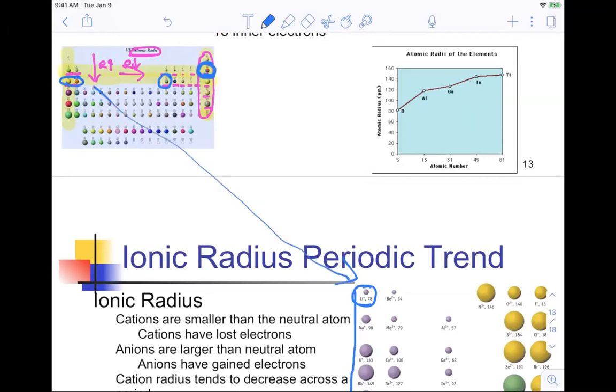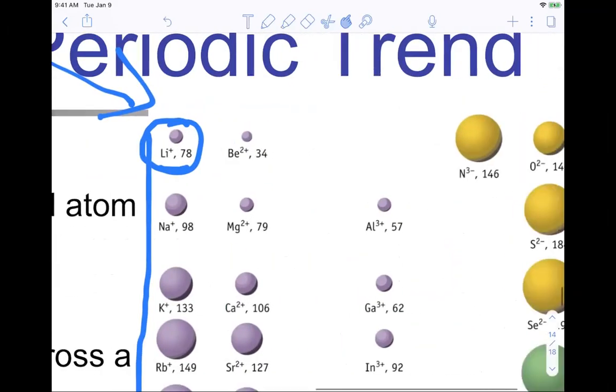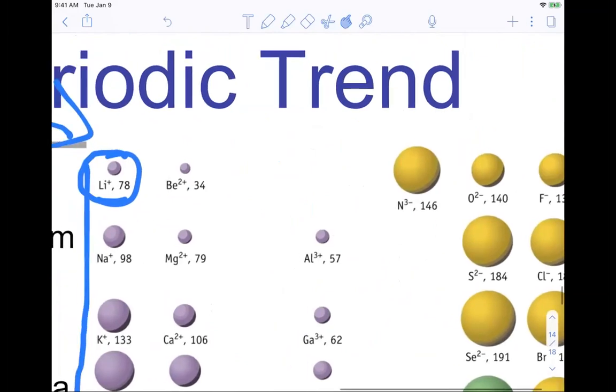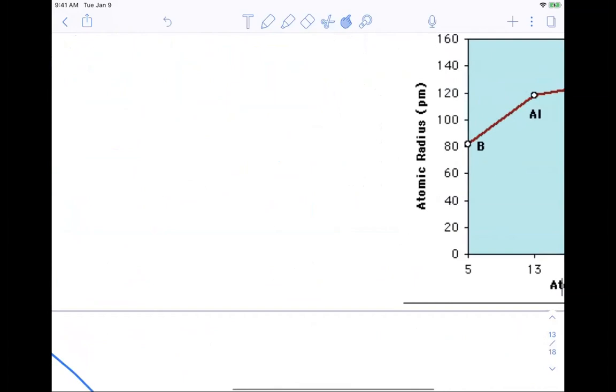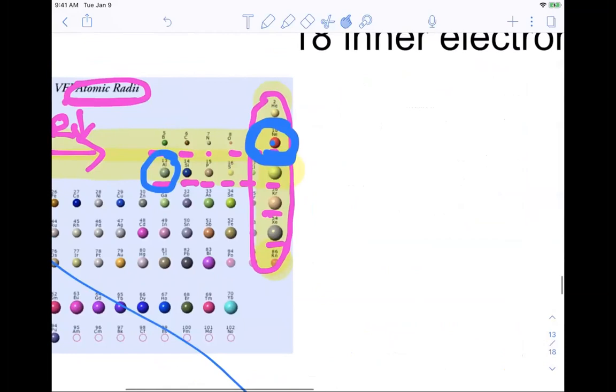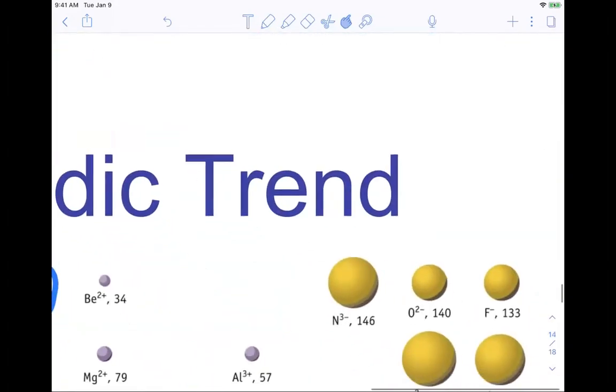You'd want to see what's the size of the lithium atom compared to the lithium ion. I apologize, that's not the best comparison. What about this? What's happening over here? Look at the N-3 compared to just the plain old nitrogen. Nitrogen's really small over here. The N-3 is pretty big.